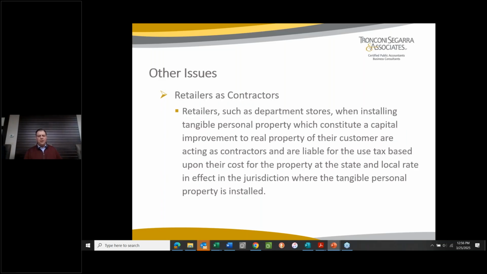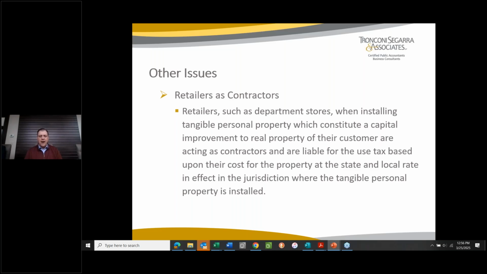And then, a contractor, a retailer acting like a contractor. So I think everyone knows you can go to Lowe's, you can go to Home Depot, stores like that, and you can buy a garage door opener. You can buy a hot water heater from them. And in that case, you could also arrange for them to do the installation. In that case, that retailer is acting like a contractor. So they're not going to charge you sales tax on that garage door opener or that hot water heater.